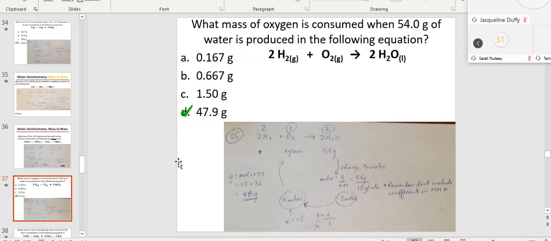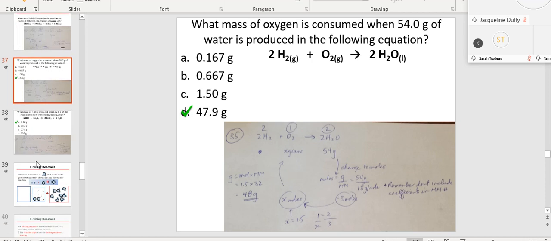What do we got here? What mass of oxygen is consumed when 54 grams of water is produced? So here, I'm asking for grams. I give you grams. This one here is a pain in the butt. You've got to set it all up, convert it to moles, then do a box. You get your answer, convert that into grams. So hopefully these aren't too bad.